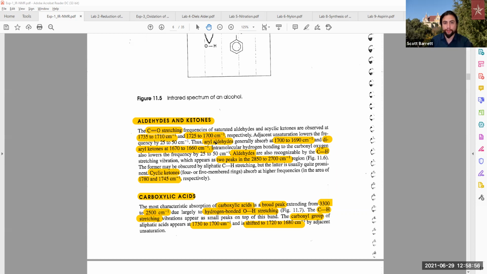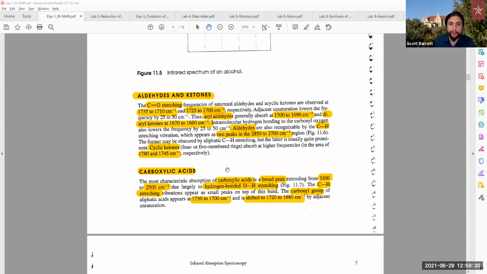So in the instance that you have an aryl aldehyde, around 1700 to 1690, or a diaryl ketone, it would be at 1670 to 1660. Now here is an interesting point. If somebody said to you, I have a carbonyl compound, is it an aldehyde or a ketone? Then one important thing is that you can actually look around 2850 to 2700 and you would see two peaks, because that would be the carbon-hydrogen stretching vibration.